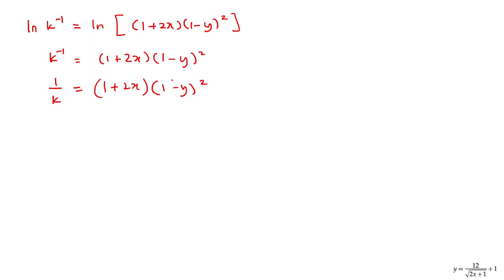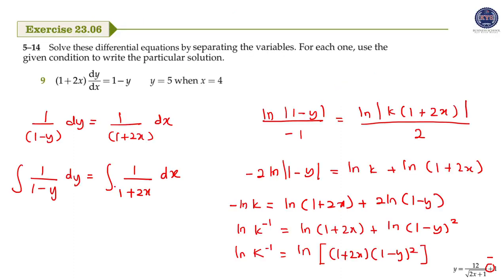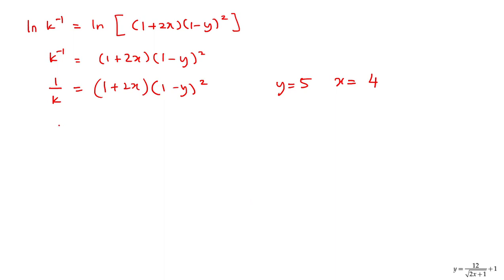Okay, now we substitute the values. So when y equal to 5, x equal to 4. Am I right? Okay, y equal to 5, x equal to 4. So now we substitute. 1 over k, here we get 1 plus 2 times 4 is 8. 1 minus 5 squared. So 1 over k. Over here 9. 9 times 16 is 144. Therefore k equal to 1 over 144.